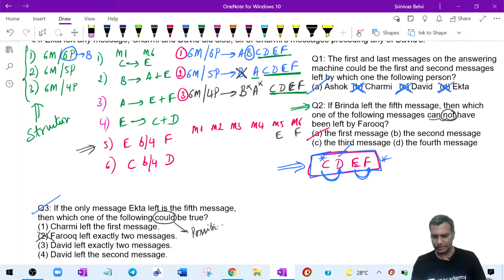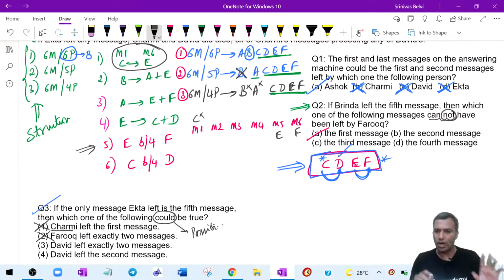Ekta left the fifth message. Then which of the following? So now, Charmi left the first message. That is also out because of courtesy statement 1. Because if Charmi has left the first message, then who should leave the sixth message? It should be by E. Therefore, saying that Charmi left the first message is ruled out. Therefore, option 1 is also ruled out.